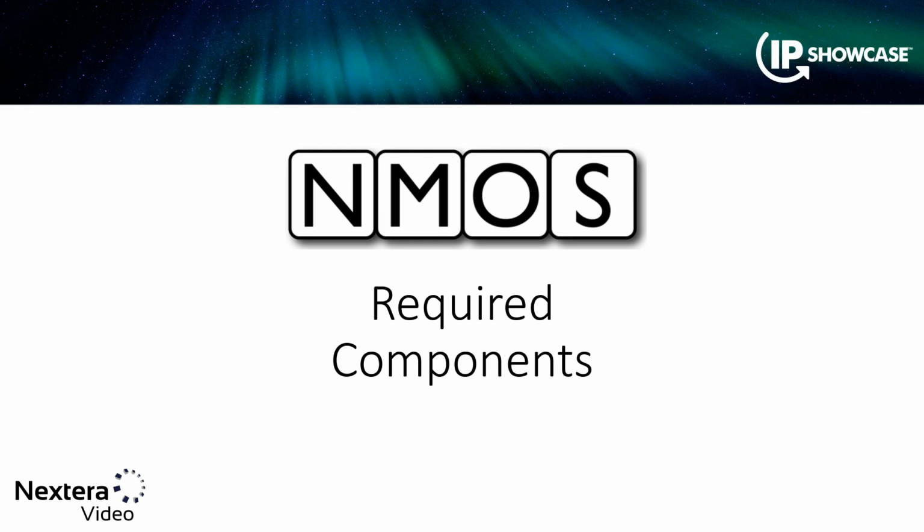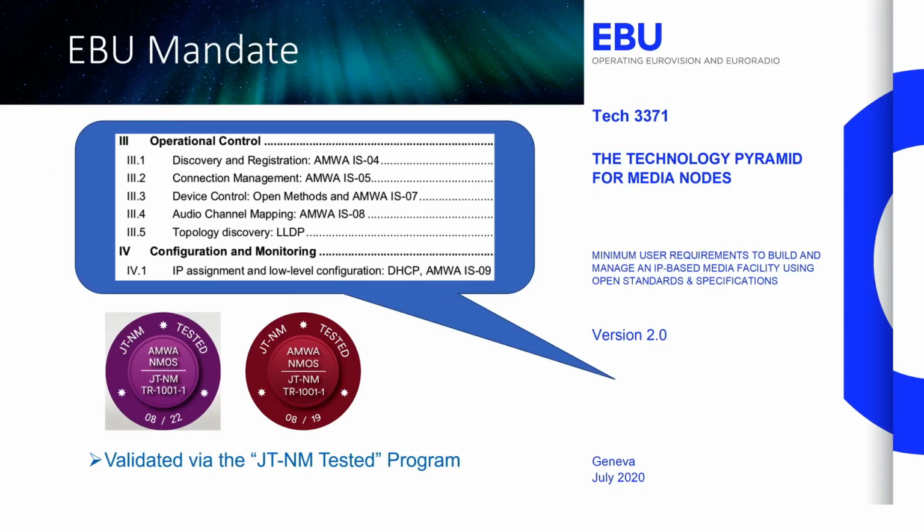So first, let's look through the required components in a little bit more detail. We talked about 4 and 5 a little bit. We'll also talk about why is it important? Well, EBU has a pretty good document called Tech 3371 that says if I'm going to build an IP facility, what kind of things do I want? It's called minimum requirements to build and manage an IP facility. And you can see it's got NMOS all over it. It says you shall use 04, 05, 07, 08 to guarantee interoperability, make it easier for broadcasters to build facilities and buy equipment that interoperates.